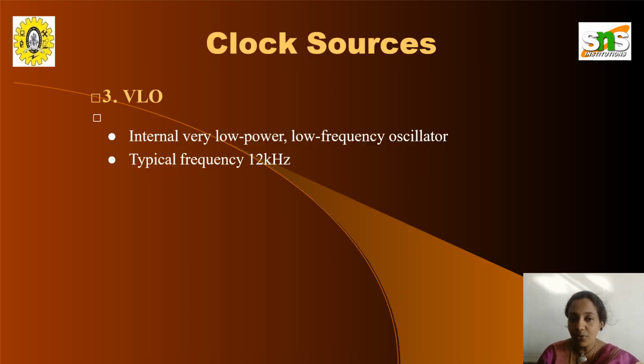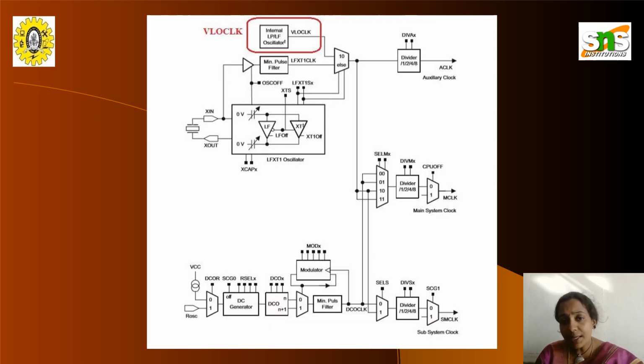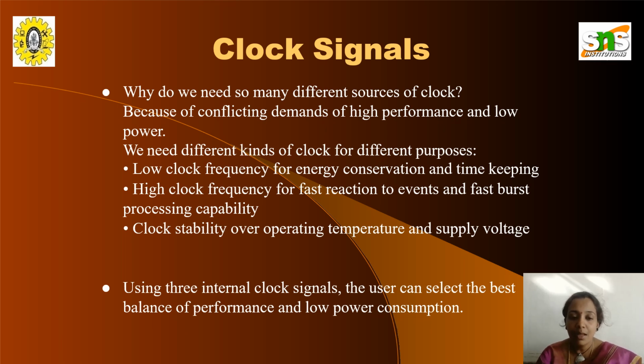The third type of clock source is VLO, an internal low power and low frequency oscillator. It has a frequency of 12 kilohertz. So the VLO clock is the internal oscillator at the top. So this is the VLO clock. This is the LFXT1 oscillator, and this is DCO. So we have several types of clock signals generated by these basic clock sources.